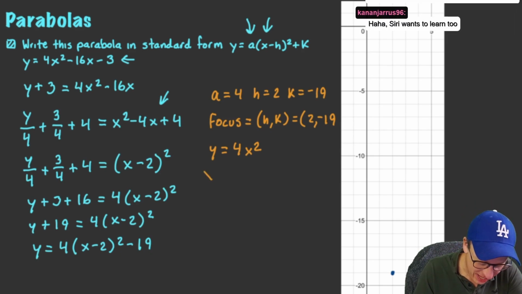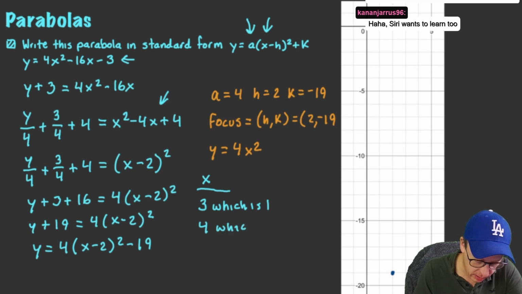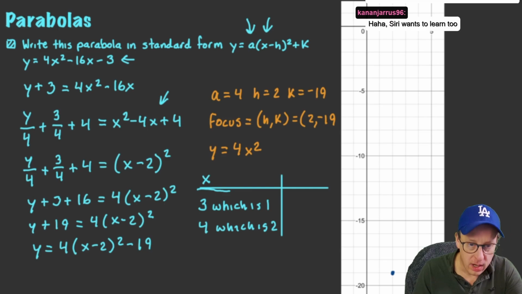Okay, so let's do this in a different color. If we have, in this situation, x as 1, based off of our shenanigans we're pulling here, and 2, then we will have a value for y. y is going to be 4 times 1 squared, which is equal to 4 minus 19, which is equal to negative 15.